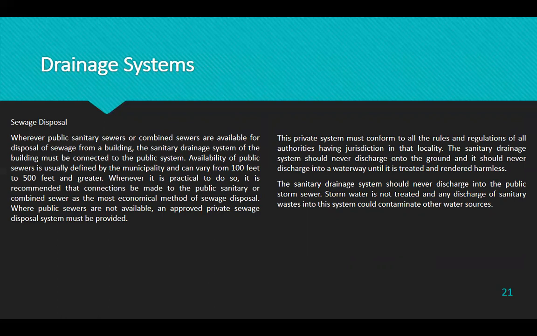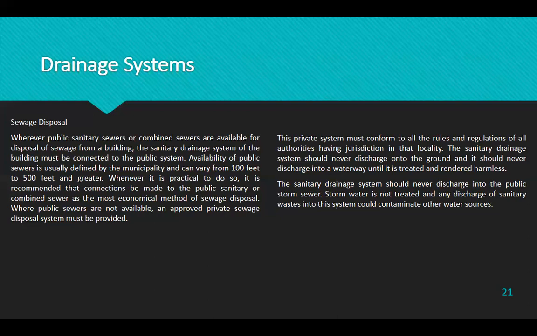Pero sa atin dito, required is individual septic tank kasi wala tayong centralized. Sa Manila, meron ng mga lugar doon. Availability of public sewer is usually defined by the municipality and can vary from 100 feet to 500 feet and greater. Ang layo. Whenever it is practical to do so, it is recommended that connection be made to public sanitary or combined sewer as the most economical method of sewage disposal.